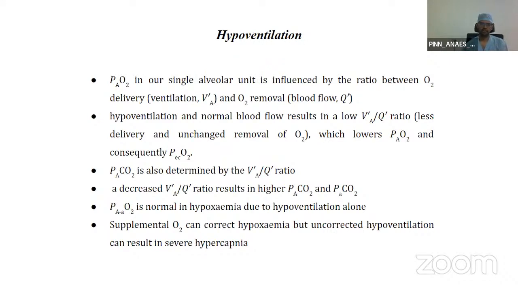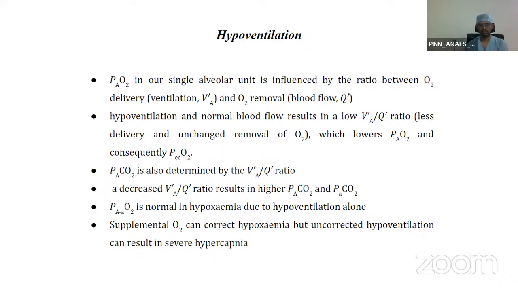So the alveolar PO2 in our single alveolar unit is influenced by oxygen delivery, which is nothing but ventilation, and oxygen removal, which is nothing but blood flow, cardiac output or pulmonary blood flow. So hypoventilation and a normal blood flow results in a VQ mismatch. It results in a low VQ ratio, that is less delivery and unchanged removal of oxygen, which lowers the alveolar PO2 and consequently end capillary oxygen tension.